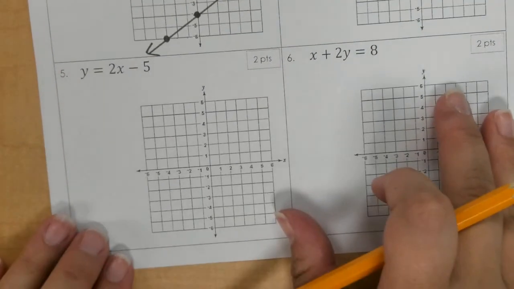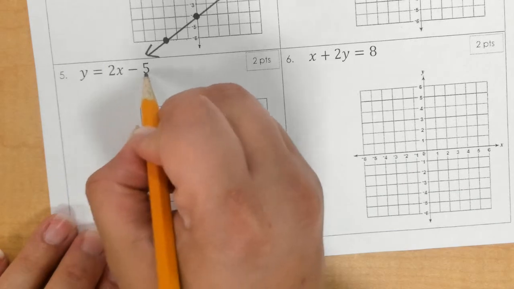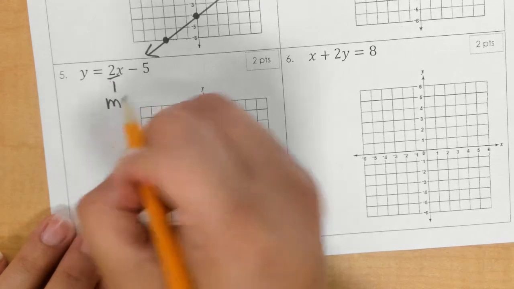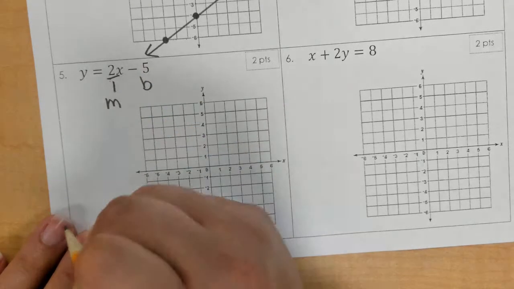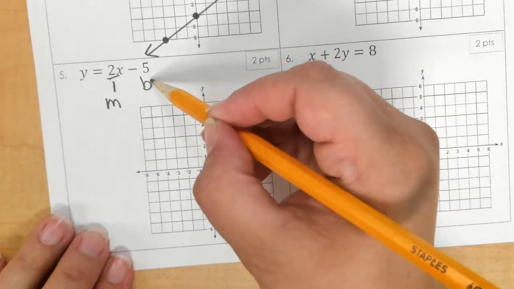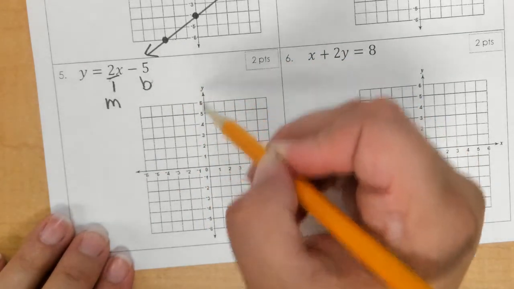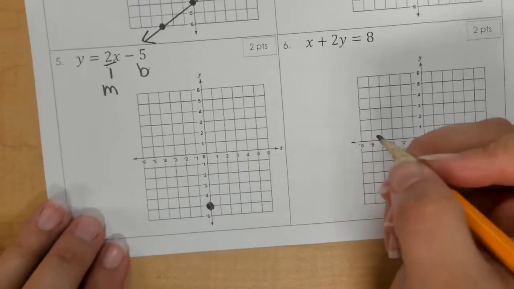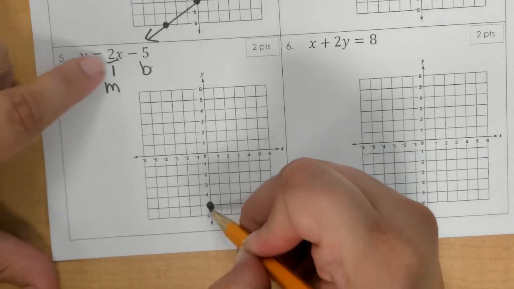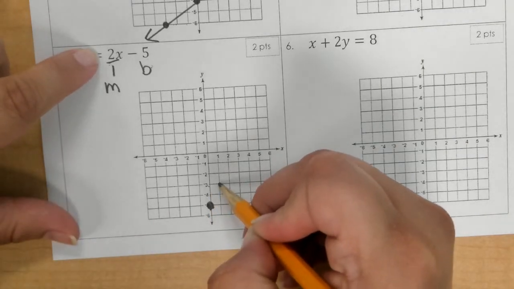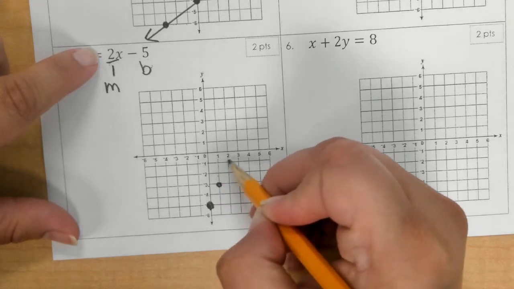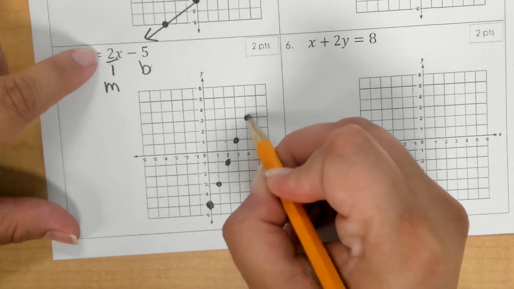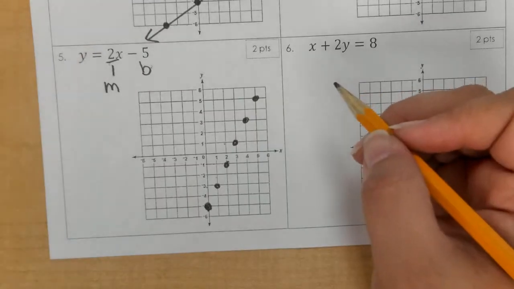For number 5, we have y equals 2x minus 5. This is our slope, but it's not a fraction, so we need to put it over 1. -5, that is our b. And this is where I will begin on my y-axis. So at -5 on the y-axis, I put my point. From there, I'm going to rise 2, run 1. Rise 2, run 1. And then I just keep going until I can't go any further.